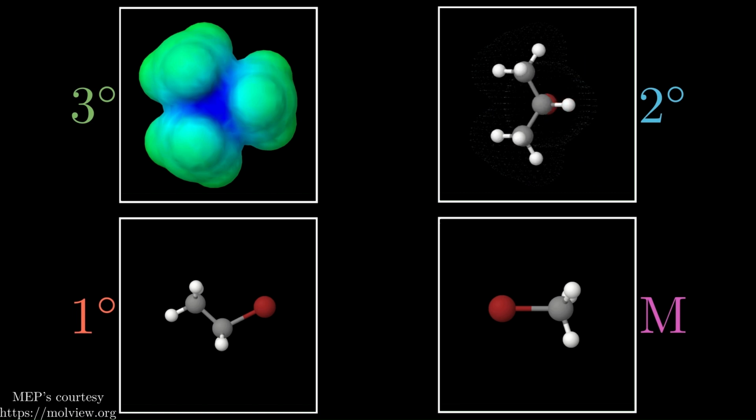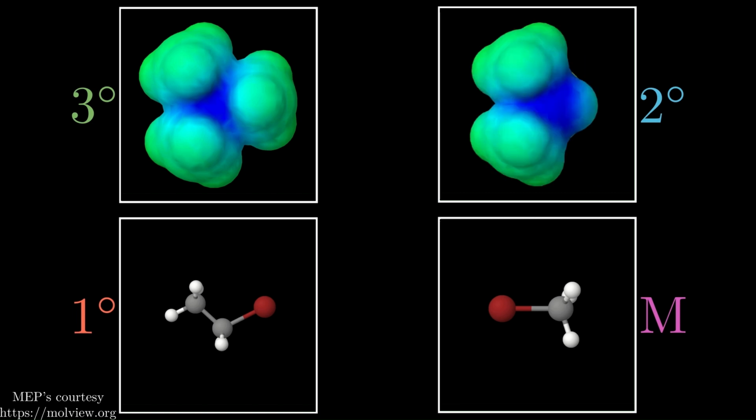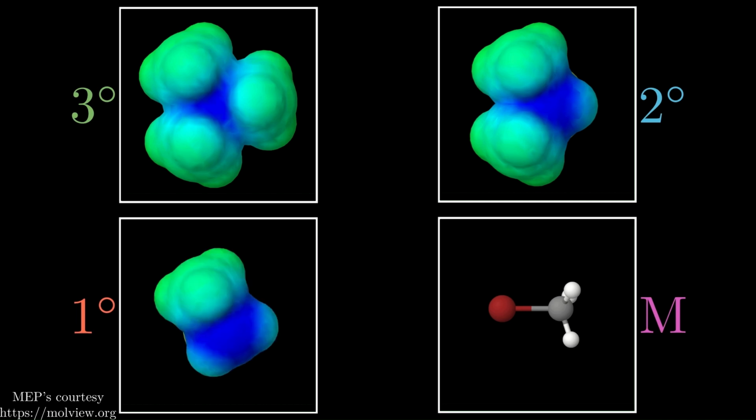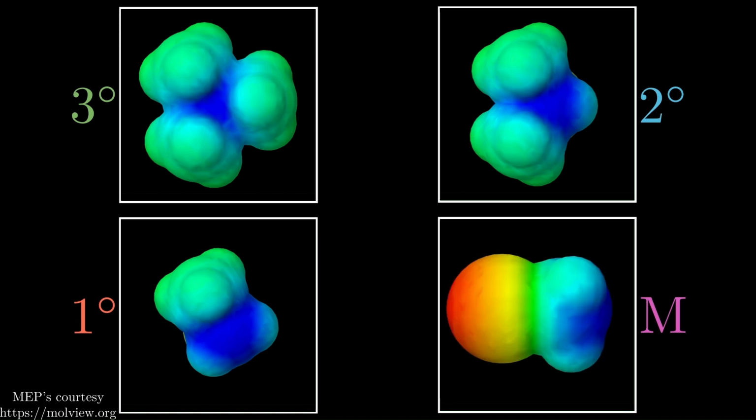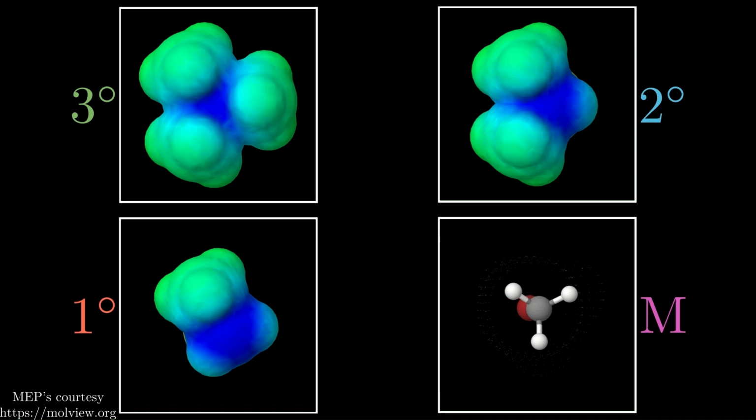On the secondary halide, that blue area is a bit bigger, meaning the nucleophile has more space to attack. It's less sterically hindered and therefore more likely to react than the tertiary halide. There is even more space for a nucleophile to find on a primary halide, so it is more likely to react than either tertiary or secondary. Finally, the methyl halide has the most space of all. We would say this molecule is unhindered, and it is why the product formation rate is the highest.